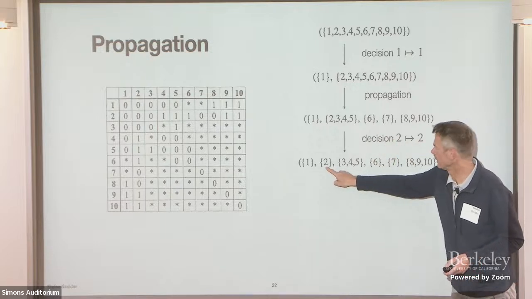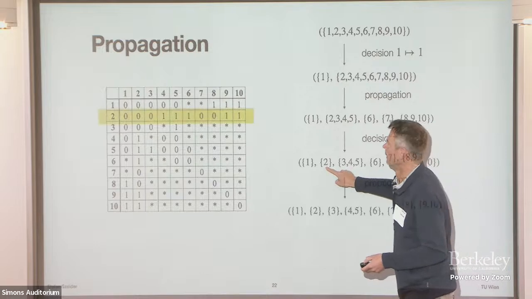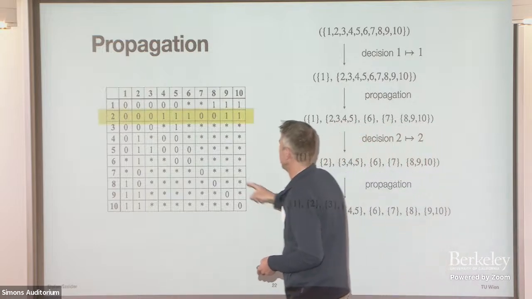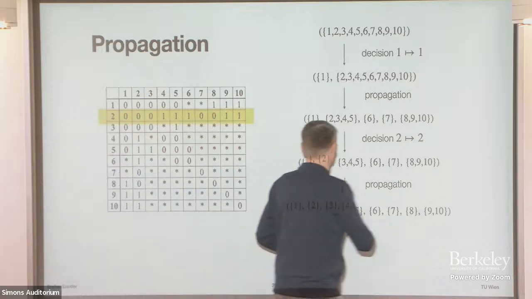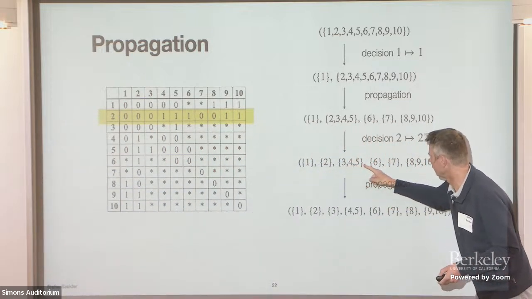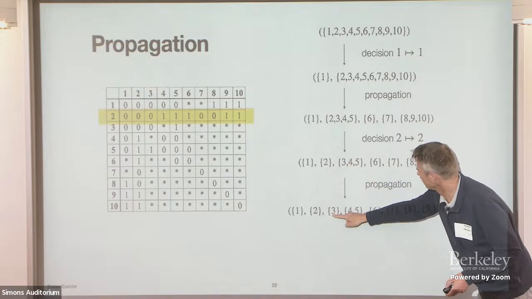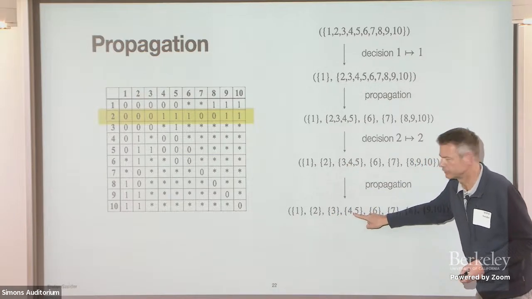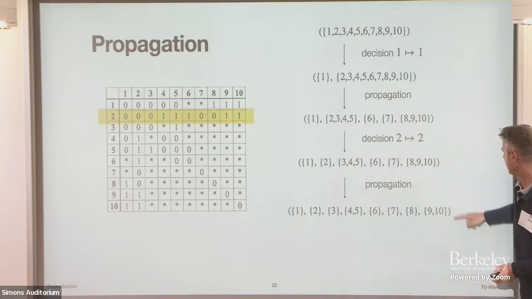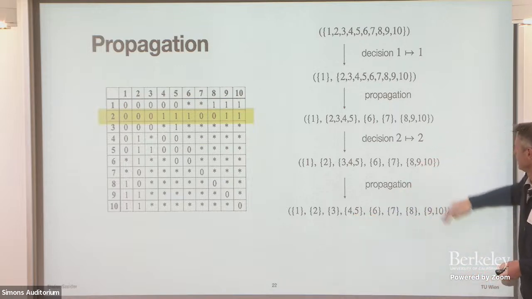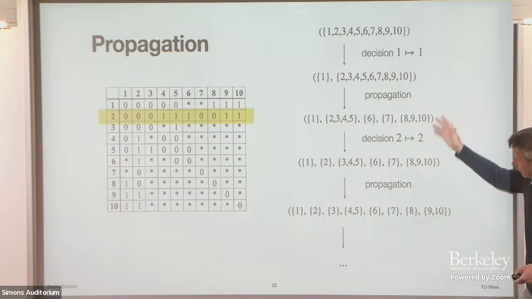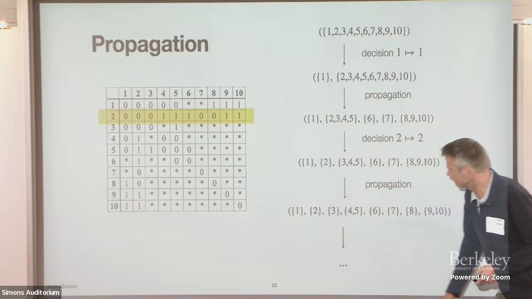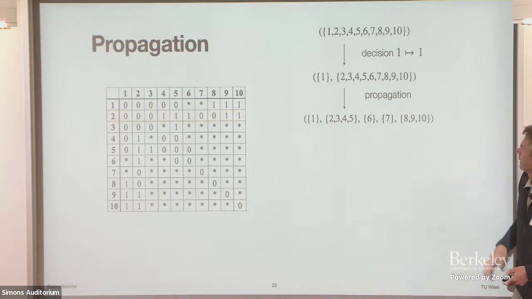2 becomes a singleton, and again here the propagation would now say we have to split 3, 4, 5. First 3 because it's not adjacent to 2, and then 4, 5 because it's adjacent, and something similar happens here at the last set. Okay, and so forth.